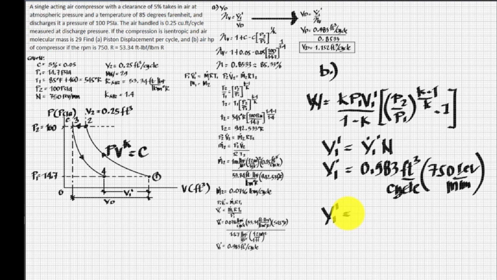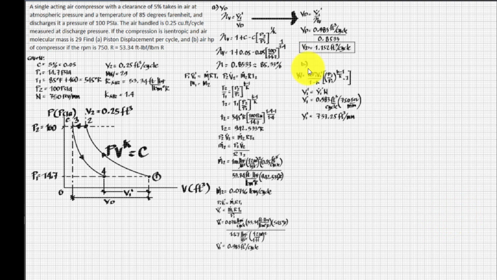So by multiplying it by the RPM, we may be able to get 737.25. That will be cubic feet per minute. Okay, so if you examine the equation for the work of the compressor, the k is given, P sub 1 is given, and we have V1. All of the values are available, so we can directly substitute the values in the equation of the work.